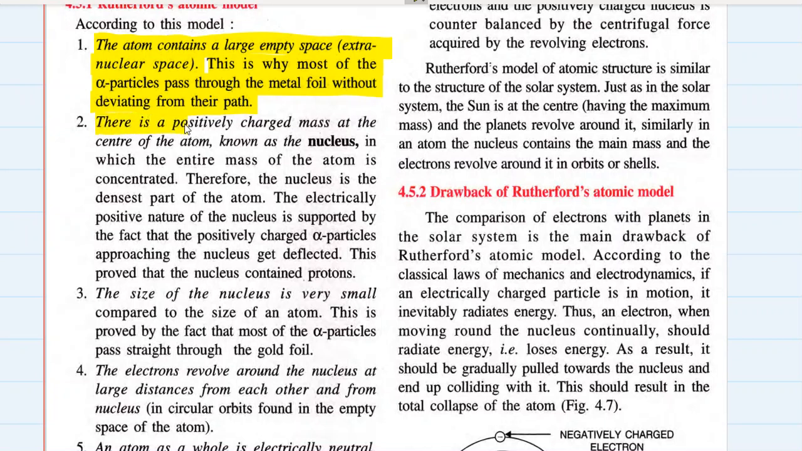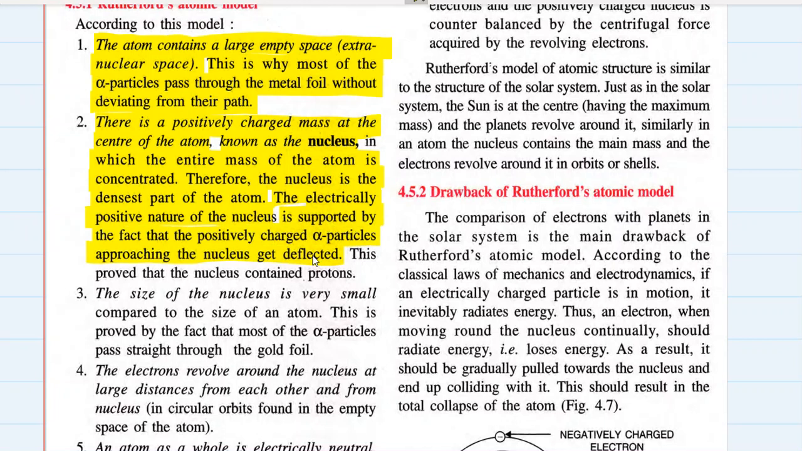Second point, there is a positively charged mass at the center of the atom, known as the nucleus, in which the entire mass of the atom is concentrated. Therefore, the nucleus is the densest part of the atom. See, all the things I told you earlier. The positive nature of the nucleus is supported by the fact that the positively charged alpha particle approaching the nucleus gets deflected.